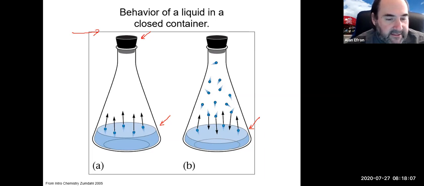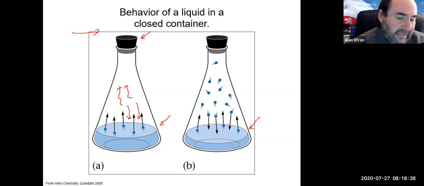Although they can't escape because of the lid, when we first put the liquid in and close the lid, we have a greater rate of evaporation, so a greater rate of molecules jumping out into the gas phase. Again, they have nowhere to go, so eventually some of them start dropping back into solution. And at some point, they will reach equilibrium. As we might have mentioned a couple of times, equilibrium means that the rate in one direction equals the rate in the reverse direction.